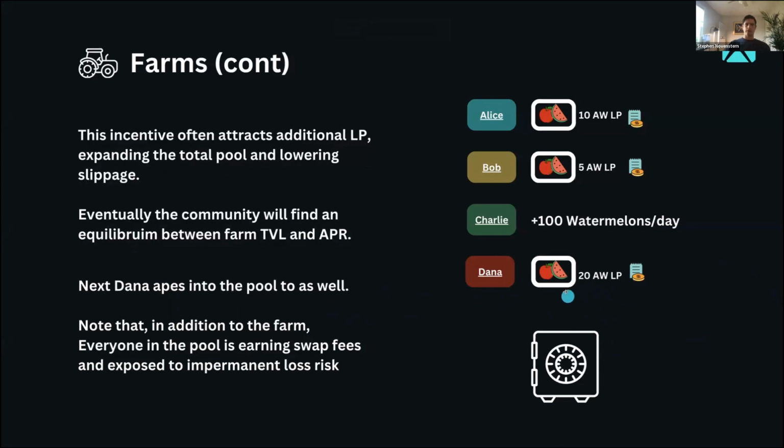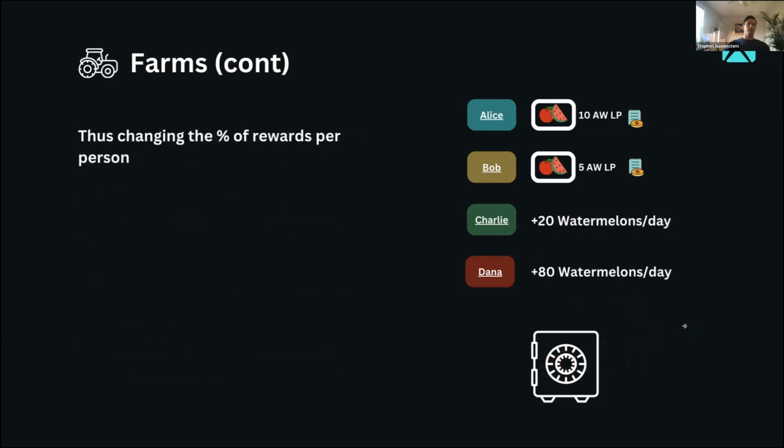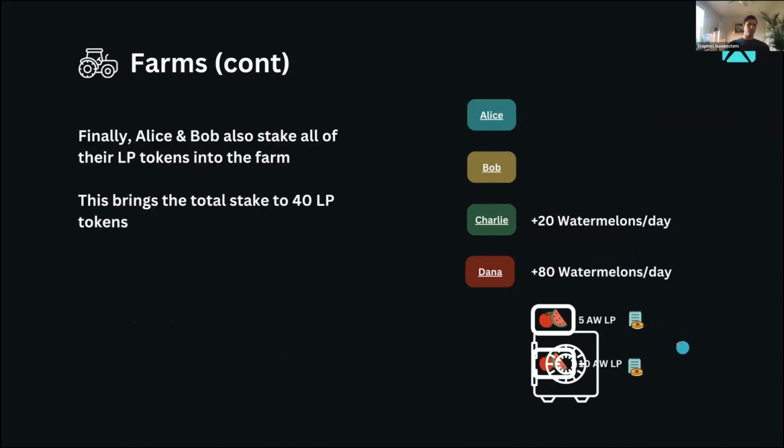So Donna joins and would be adding more apples and watermelons to the pool and gets her LP tokens that we see here. Let's further say that Donna goes and stakes her LP tokens into the farm. That makes a total of 25 LP tokens that have been staked in. So Charlie's now getting 20%, Donna's getting 80% of that. And Alice and Bob follow. They also stake their LP tokens, bringing the total amount to 40 now, I think.